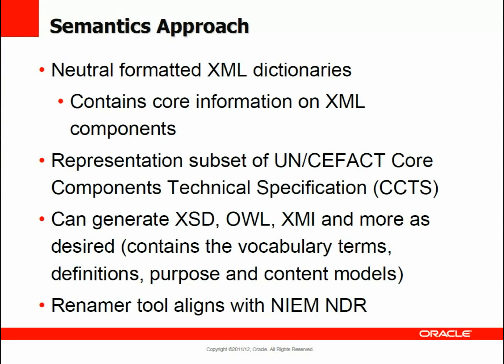From a semantics perspective, what we're doing is creating this neutral formatted XML dictionary that contains the core information on the XML components. And we're using this subset of the Core Components technical specifications to represent that. And from this, we can generate what we need: schema, XMI for modeling, and more. Because basically we have the vocabulary terms, the definitions, the purpose, and the content models. And to assist with this, there's also a renamer tool which aligns with the NIEM and EIEM. I'm going to talk about that more in a moment.